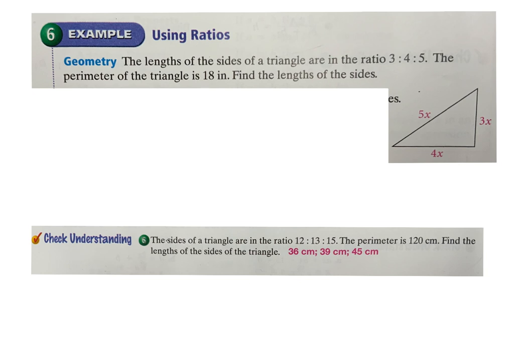All right, triangles. The lengths of the sides of a triangle are 3, 4, and 5 for the ratio. So all this means is that, just like if the ratio was 1 to 2 in two dimensions, in like two lengths, they're giving you 3 lengths. So they're just giving you a ratio between the 3 lengths, okay? The ratio is 3 to 4 to 5.